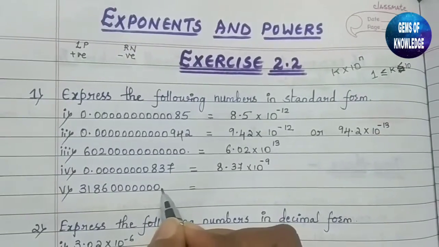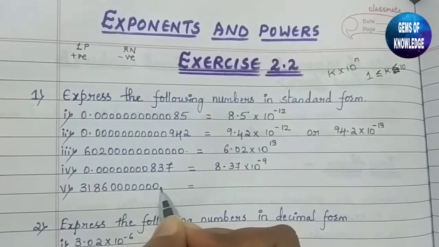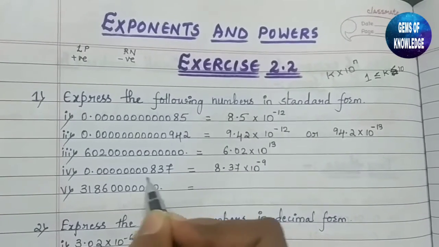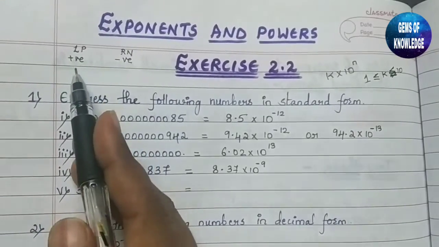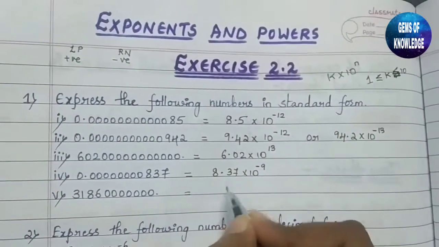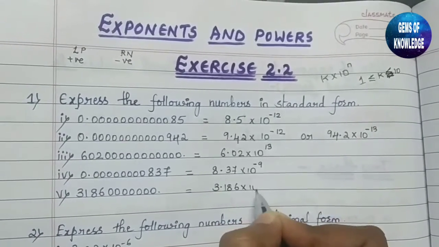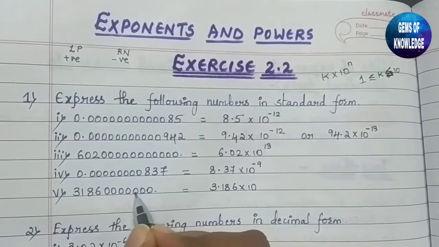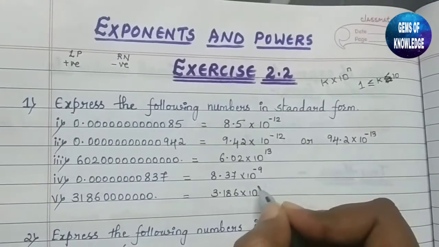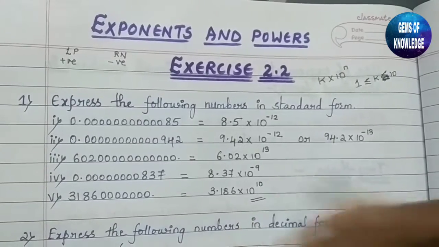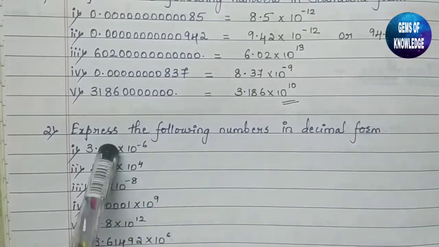You can see the point is present here. There is no point in between, so the point is present here. Now you have to bring your point to the left side. It means the power must be positive. So we will write 3.186 into 10 to the power of 1, 2, 3, 4, 5, 6, 7, 8, 9, 10. So 10 to the power of 10.